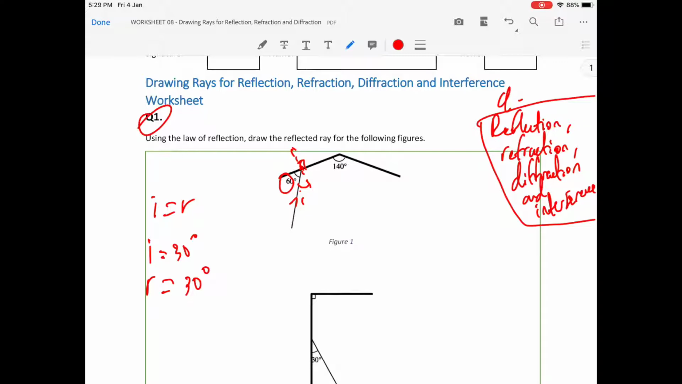So how am I going to do that? I'm going to do it this way. I don't have a protractor, but you at home, you're going to try this with a protractor. Draw a ray like this. It's not straight. The angle, once again, is always between the dotted line and the reflected ray. So in this case, R. So this R has to be 30 and this I has to be 30.